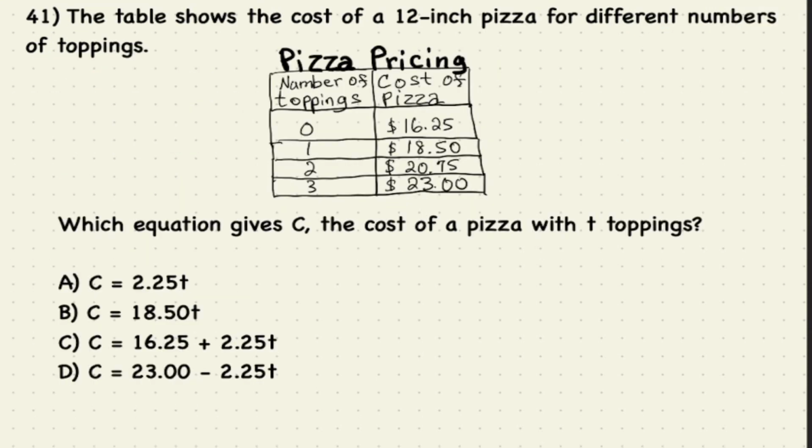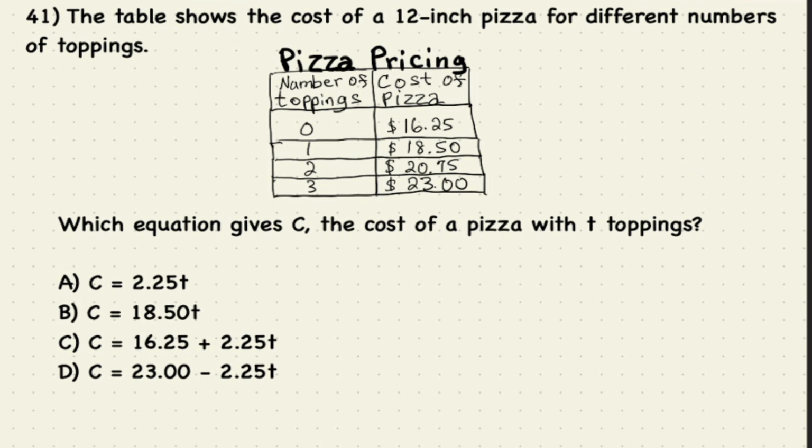So number 41. The table shows the cost of a 12-inch pizza for different numbers of toppings. So we have the pizza pricing here with the number of toppings, and we see that for 0 toppings, the cost of a pizza is $16.25. But then, as you can see, the more toppings that you get, the more the price increases. So which equation gives C, the cost of pizza with T toppings?